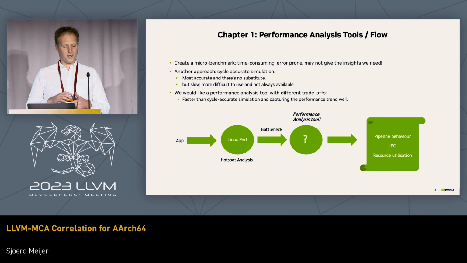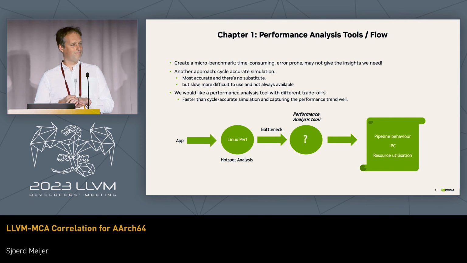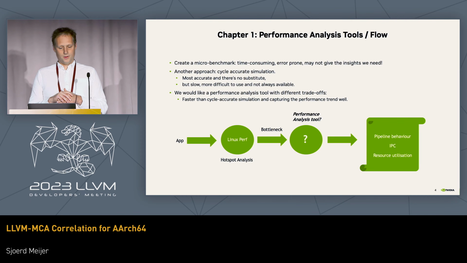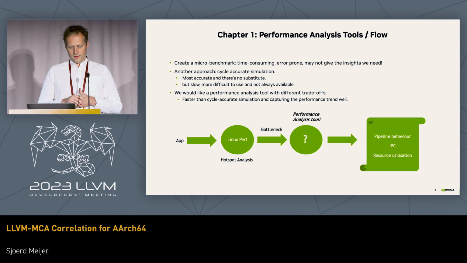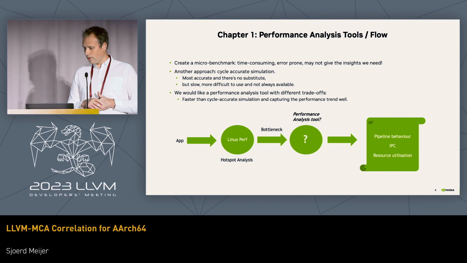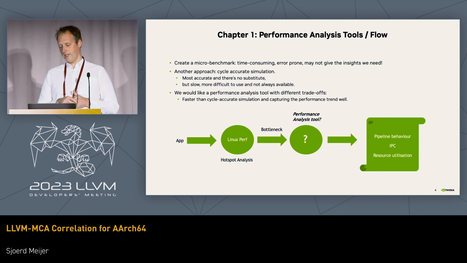For example, if you run your micro benchmark with Linux perf, you can find more backend stalls, but that doesn't give you enough information. Another approach is cycle-accurate simulation. It's most accurate. It gives you all the details you need, so there's no substitute for that. But there's a couple of disadvantages. It's slow, it's more difficult to use, and it may not always be available.